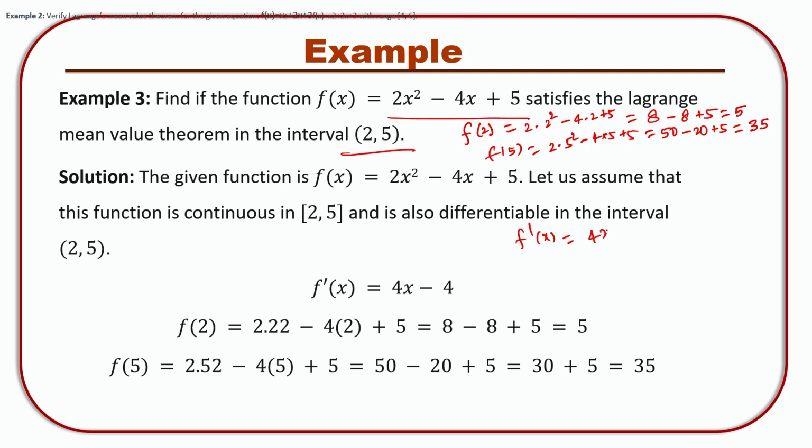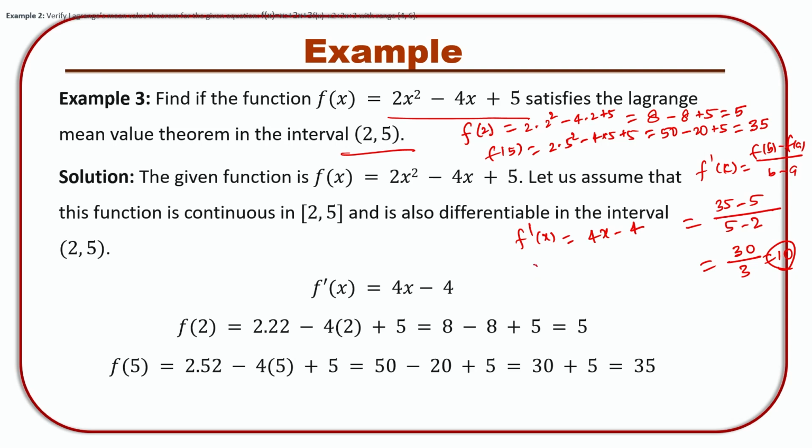So this is equal to 4x minus 4, and f dash of c can be calculated as f of b minus f of a divided by b minus a. Here f of b is equal to 35, f of a is equal to 5, divided by b equal to 5 minus a equal to 2. So this means we have 30 divided by 3 equal to 10. So we have calculated here f dash of c as 10.